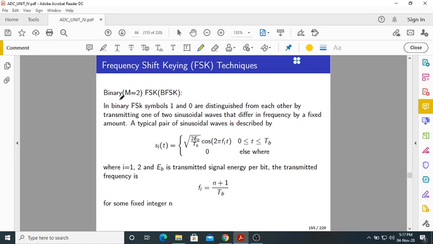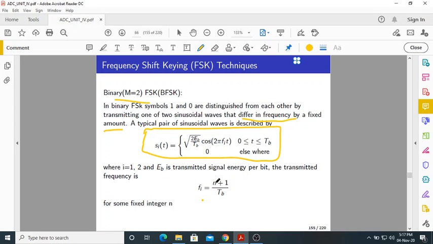So here also we are talking about binary, meaning we are transmitting two symbols. Obviously what are they? They are 1 and 0. So they differ by a fixed amount of frequency. Now this is a standard form of the transmitted signals of the FSK.